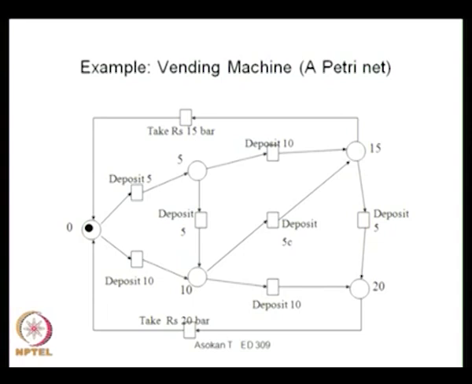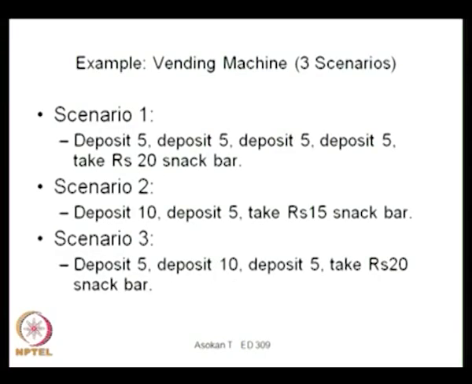So we will just show a few cases how we represent this kind of scenario using a Petri net. So scenario 1 is deposit 5, 5, 5, 5 and then take a 20 rupees snack bar, or scenario 2 is deposit 10, 5 and then take a 15 snack bar, and the scenario 3 is deposit 5, deposit 10, deposit 5 and then take a 20 snack bar. So we have multiple options. So all these options can be represented using the Petri net.